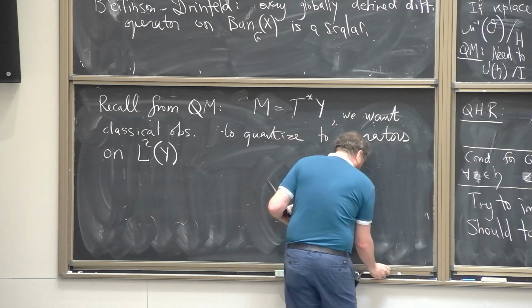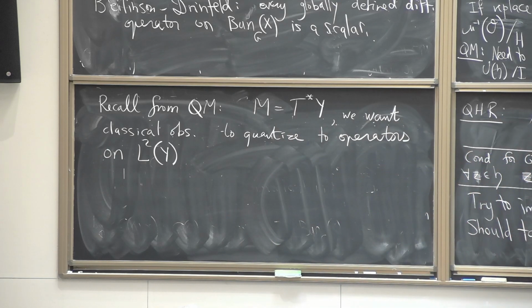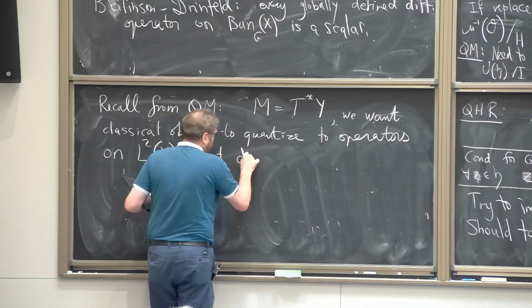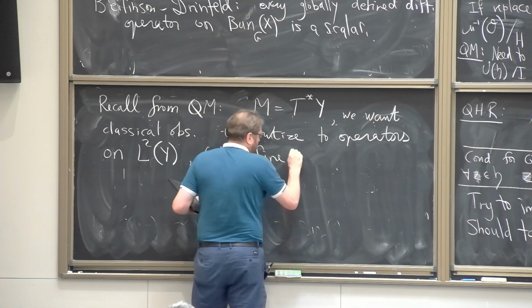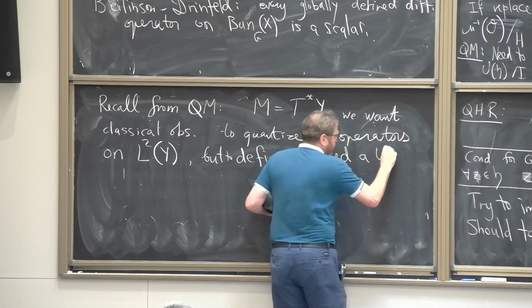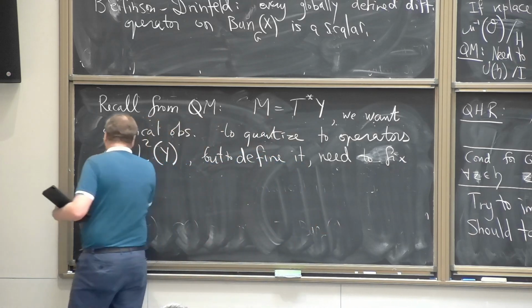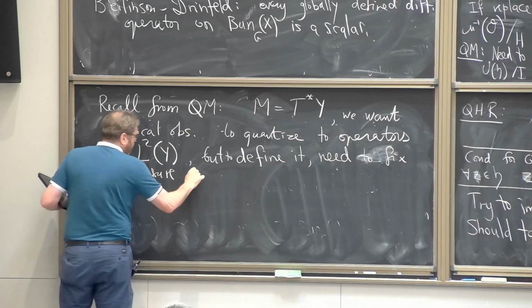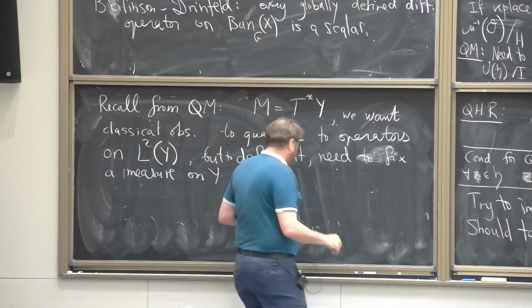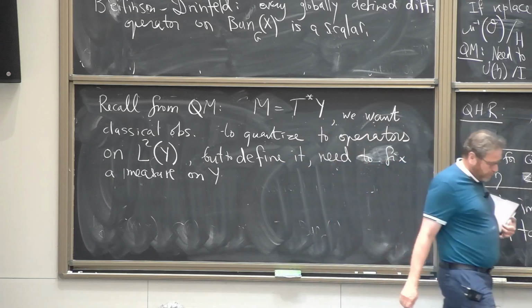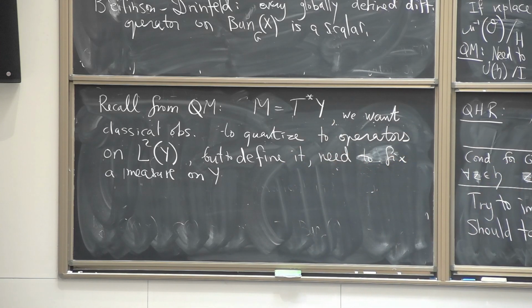But how do you define L2 of Y? Of course, if Y is a vector space, this is not a problem. We can just say these are L2 functions because we have a natural Lebesgue measure on Y. But to define it, we need to fix a measure on Y. And that's not natural, because very often there won't be such a measure. We don't notice this when we do quantum mechanics on flat space, but we notice it once we do quantum mechanics on manifolds, which don't have a natural measure.